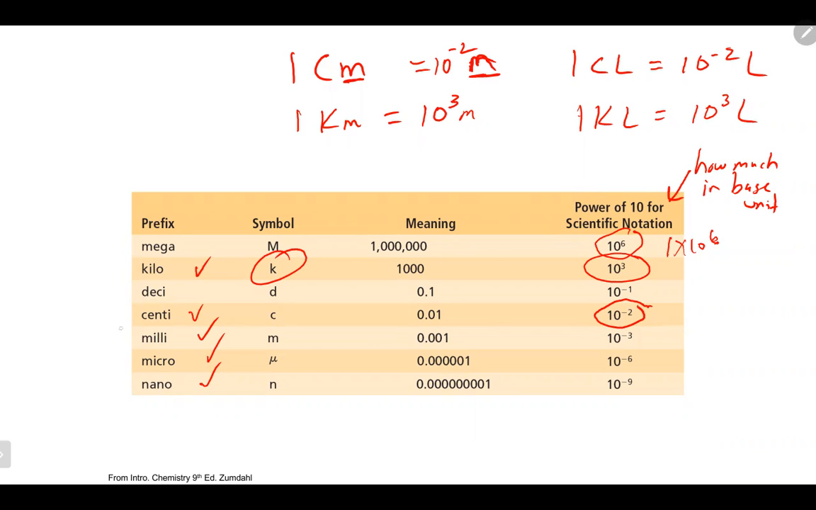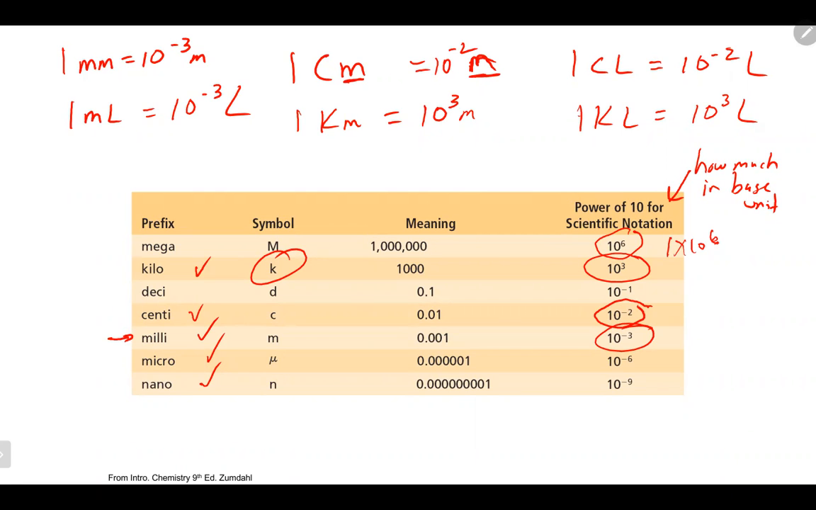For example, milli is also one that we use a lot, which is 10 to the minus 3. And in 1 millimeter, there is 10 to the minus 3 meters. And in 1 milliliter, there is 10 to the minus 3 liters in this case. So again, that is the proper way to use that.